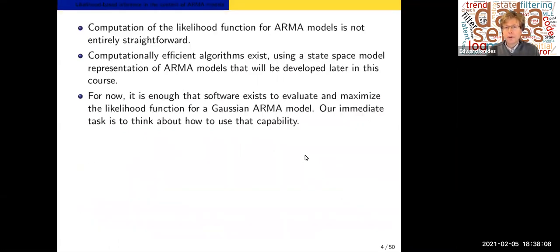Computation of the likelihood function for ARMA models is not entirely straightforward, which is one of the reasons why historically it hasn't always been carried out. But computationally efficient algorithms do exist using a state space model representation of ARMA models. We're going to see that later in the course, but for now, we can just think of the software as existing to evaluate and maximize the likelihood function for a Gaussian ARMA model. So we don't have to think about the details. We have to think what to do with the capability that we have to do that.